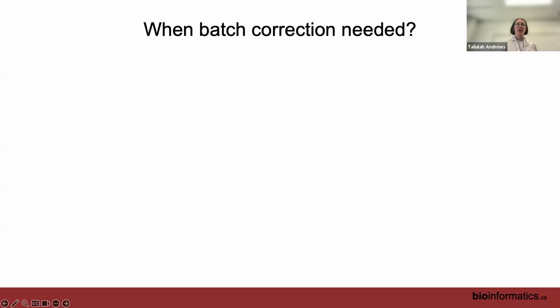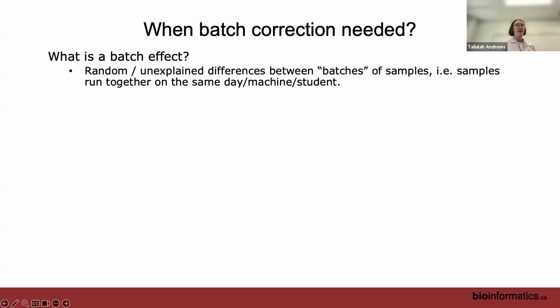So when do we need to do batch effect correction? So first, what is a batch effect? So batch effect is defined as random, unexplained differences between batches of samples. So these might have been samples that were run on different days, on different machines, or by different students, and they look different to each other, and we don't know why.